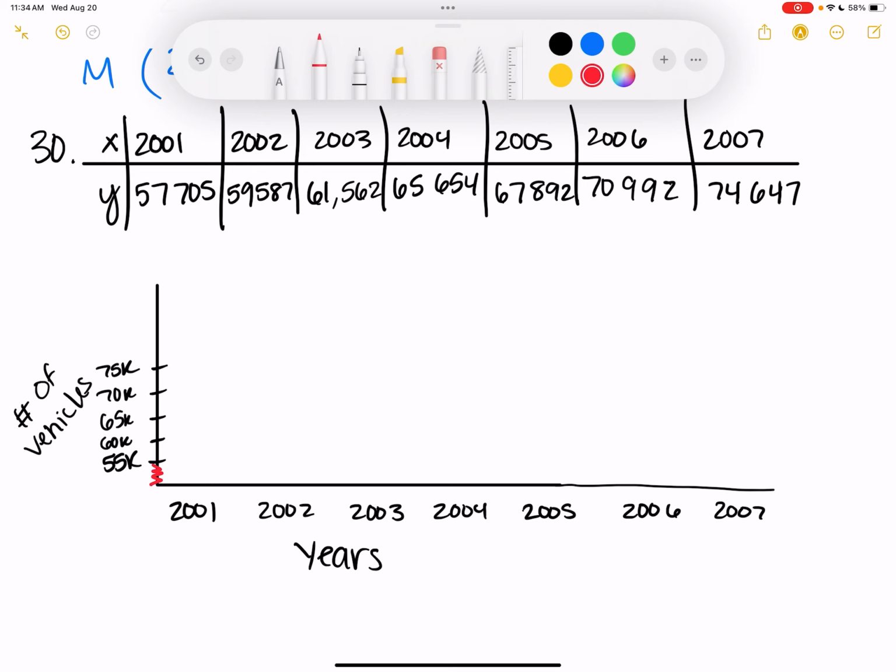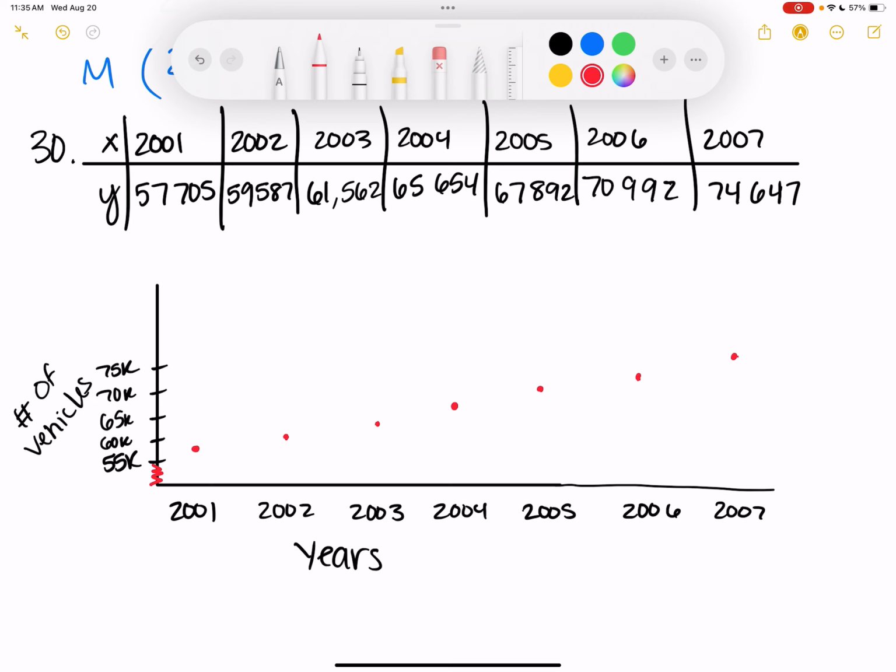So in 2001, we're up at 57,000, so about halfway between. 2002, we're almost at 60. 2003, we're a little over 60. 2004, over 65. 2005 is at 67. 2006 is up at 70. And, oh, that's too high. 2007 is almost all the way up to 75.